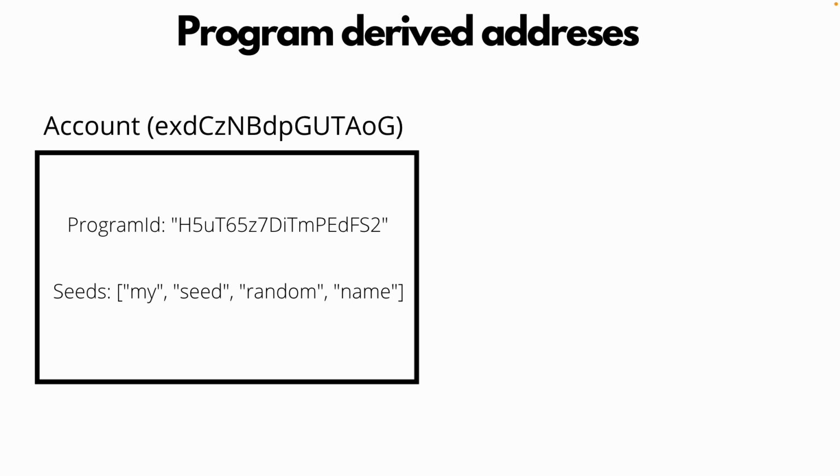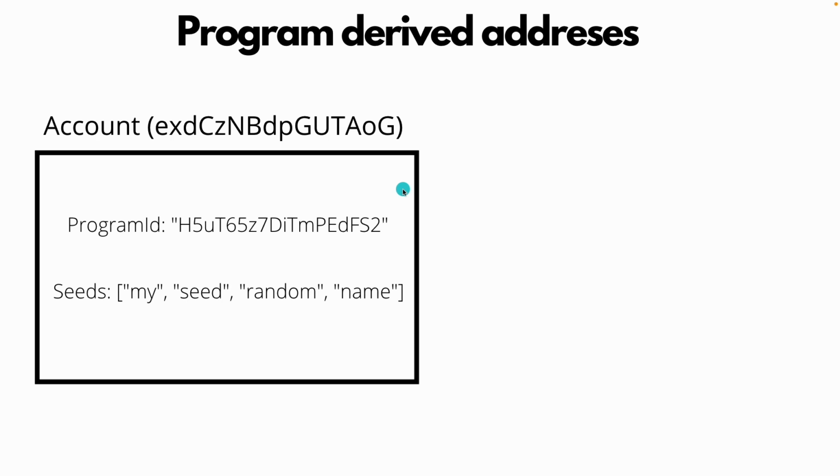A program derived address is slightly different from a normal address, which is a normal public key, private key pair that you have. One, this PDA doesn't possess a private key. So there's actually no way for you to sign a transaction using a private key, because there is no private key for this account. That's one of the properties of a PDA.